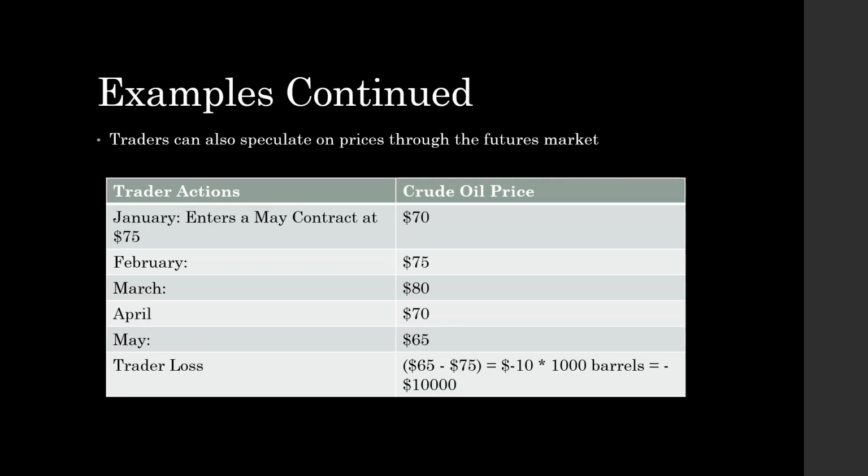But suddenly, this trader made a mistake, and crude oil prices tank. And now it's going to 70 in April, and then 65 in May, where he must buy. So now he has a basically worthless contract where he loses money. So he has $65 of the current price, and then minus the $75 contract that he bought at, so it's minus $10. And then because crude oil is bought in thousands of barrels, he just lost $10,000.